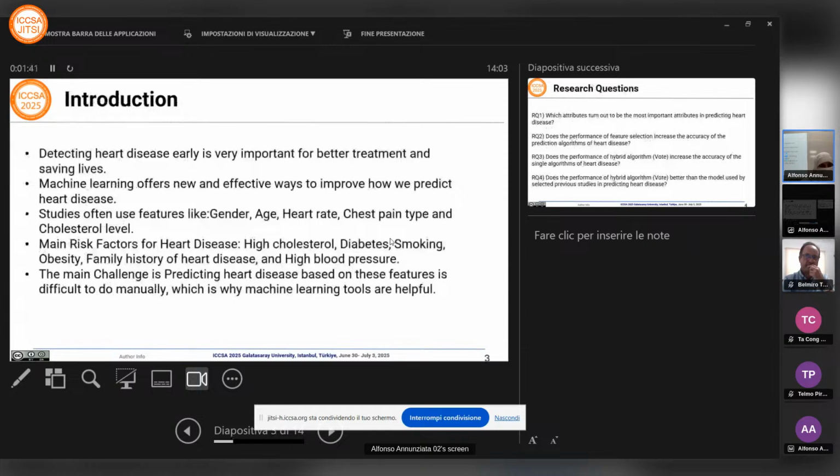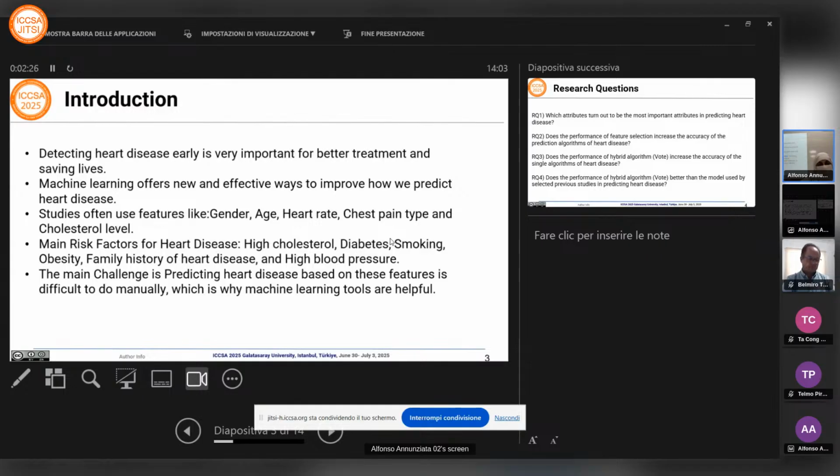For the introduction, detecting heart disease early is very important for better treatment and saving lives. For this reason, I used machine learning because it offers a new and effective way to improve how we predict heart disease. Instead of waiting until the patient develops heart disease, machine learning helps detect it in advance. Studies often use features like gender, age, heart rate, chest pain type, and cholesterol level, because these features are related to heart disease.